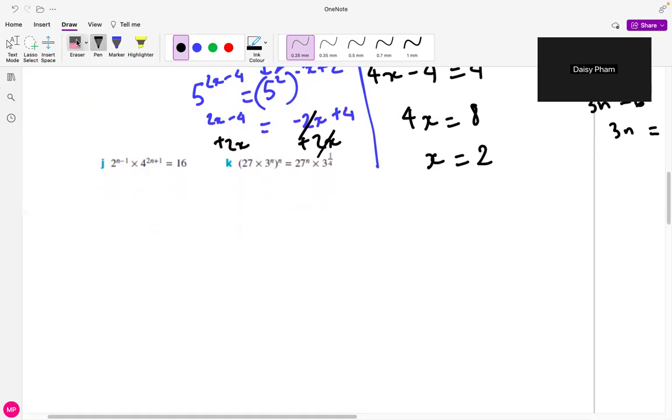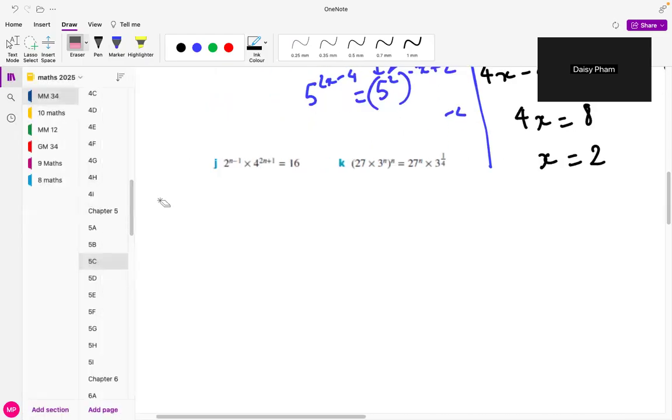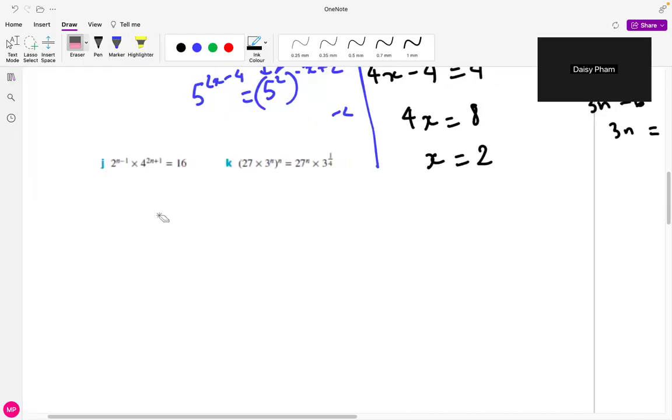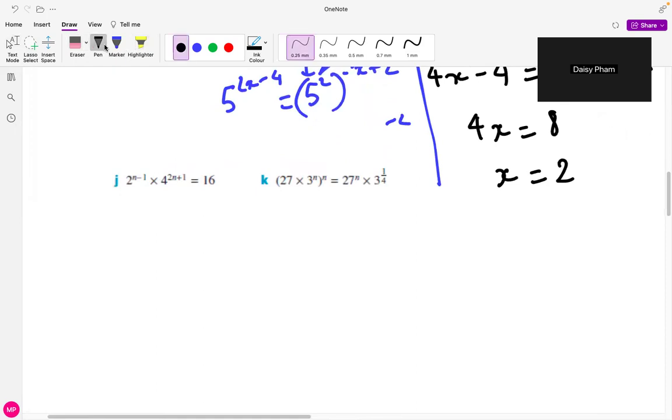All right. These two examples are pretty much the same again. So if I have here, the base is 2, and make 4 into 2 squared and 16 into 2 to the power 4. So I have 2 to the power n minus 1 times 4. You're going to write that as 2 squared to the power of 2n plus 1 equals 2 to the power 4. Then you expand it out.